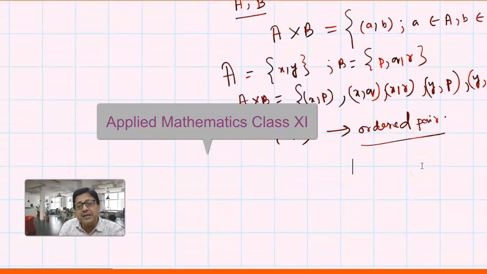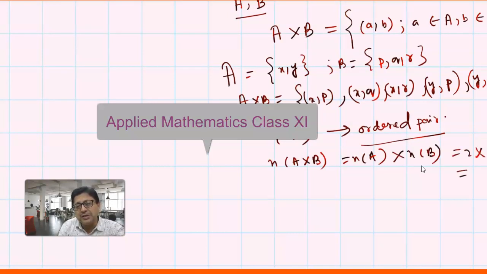Now how many elements are there in A cross B? The number of elements in A cross B will be n(A) multiplied by n(B). So this is 2 into 3, that is equal to 6. So there are 6 elements in A cross B, or better to say, A cross B consists of 6 ordered pairs, and we can count the number of ordered pairs always by this formula: number of elements in A into number of elements in B.